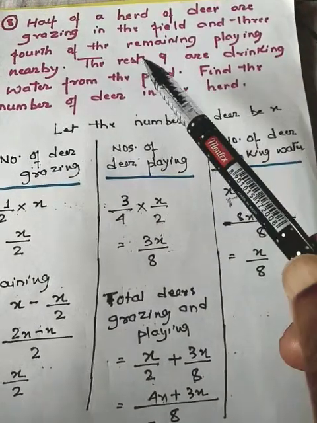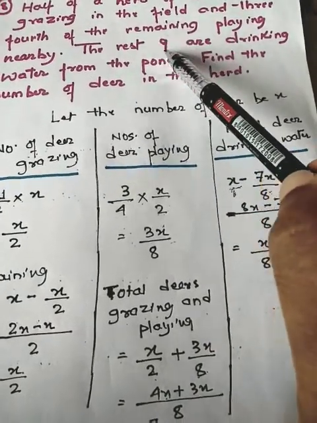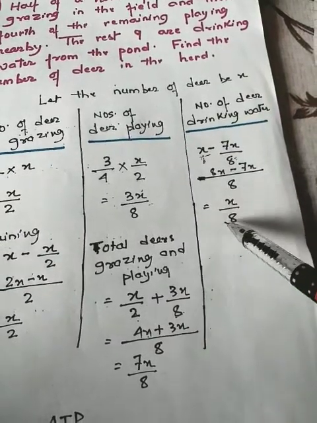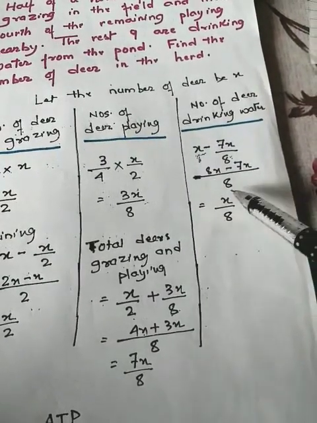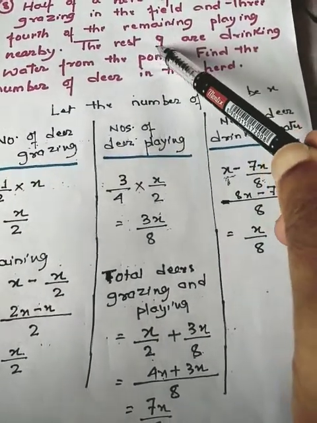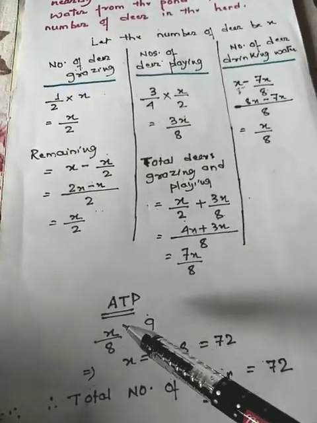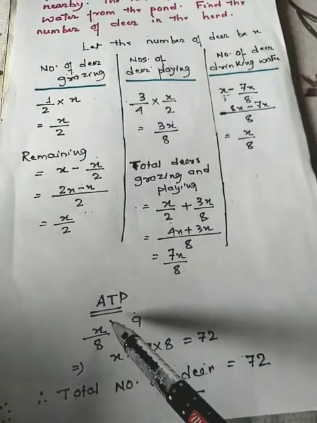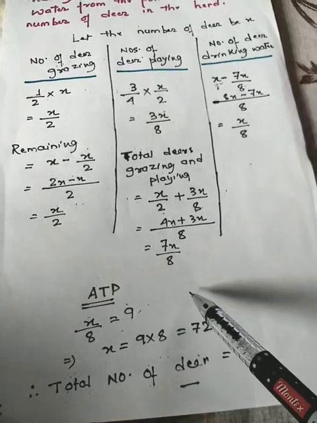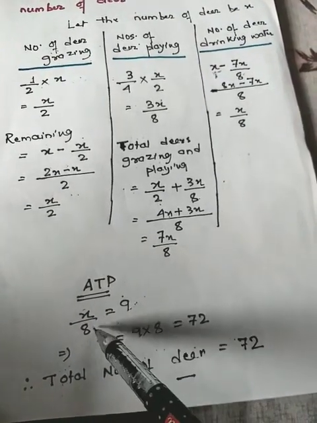Now in the question they have also given how many deer are drinking water. That is 9. So this number and this number are equal. This represents the number of deer drinking water, and this number also represents the number of deer drinking water. So according to the problem, we'll compare these two values: x by 8 equals 9.